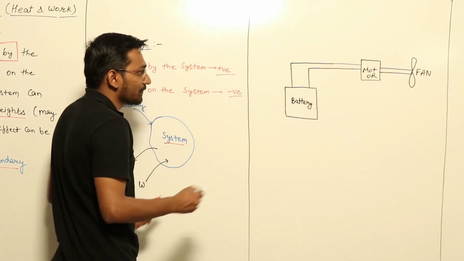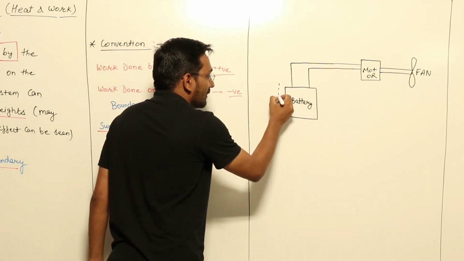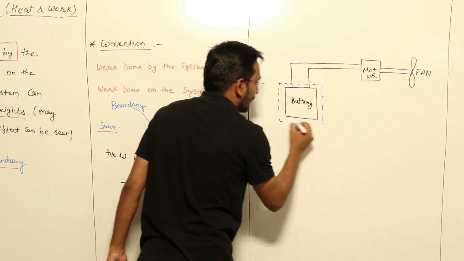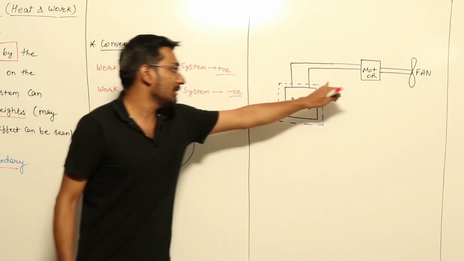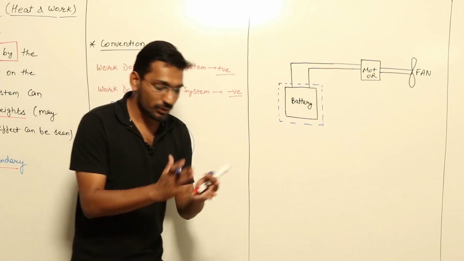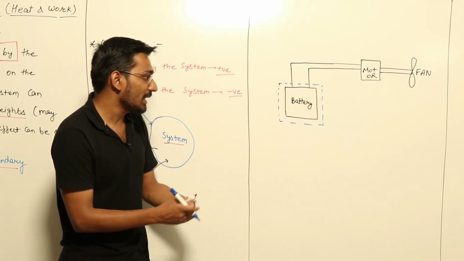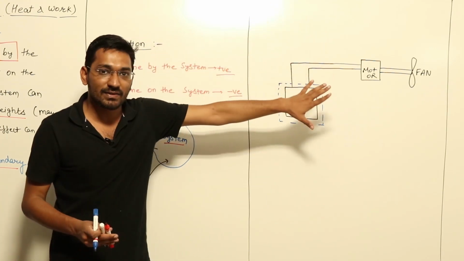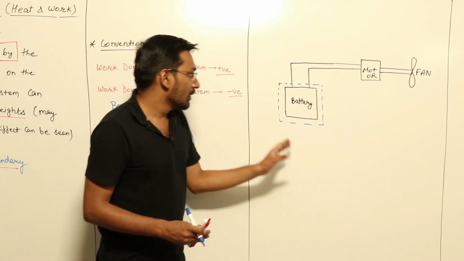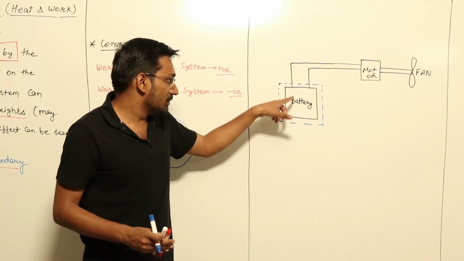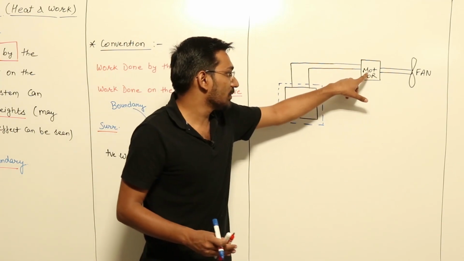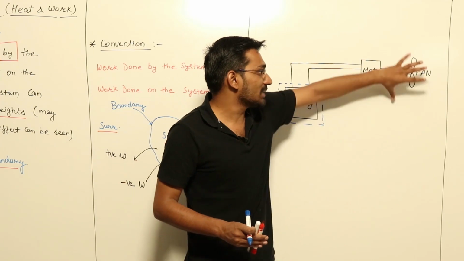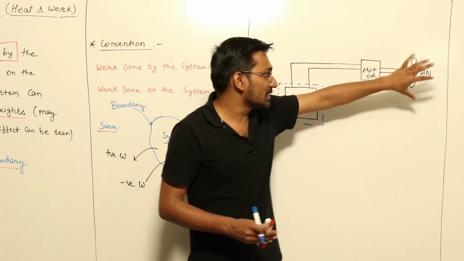Suppose in this case I am saying that my system is this battery. So I just draw a boundary, because to show the system we have to draw a boundary. So this is the system, the battery is the system. Anything external to this battery is surrounding. Right. So this system is producing the rotation of this motor, and because of the rotation of this motor this fan will start rotating.